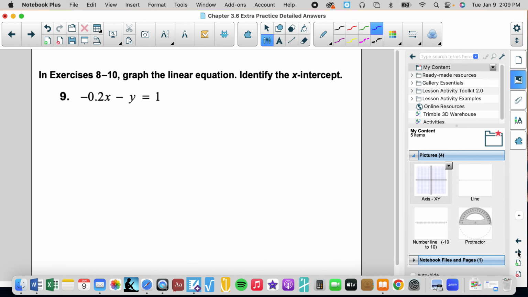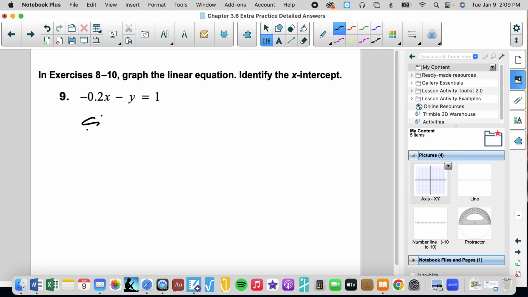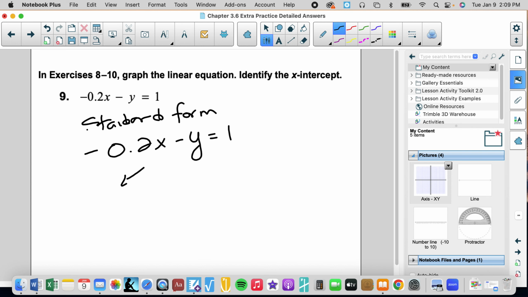This is in standard form. So standard form, we utilize this, and we're going to take that -0.2x minus y equals 1. We're going to find the x and y intercept. The x-intercept, we're going to plug 0 in for y. And for the y-intercept, we're going to plug 0 in for x. And we're going to simplify it. If you want to use the cover-up method and use mental math, that's fine.